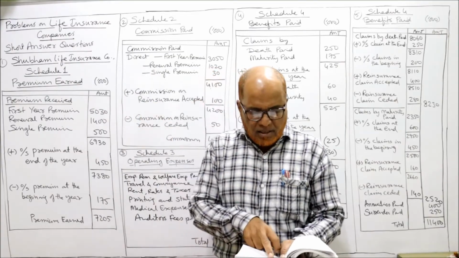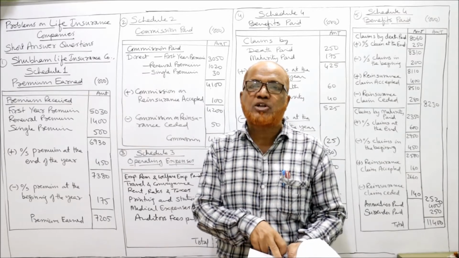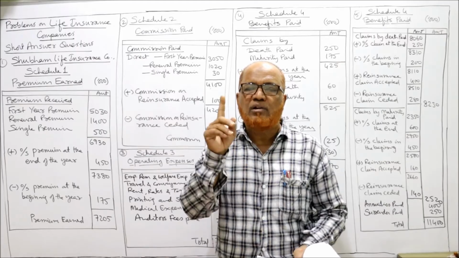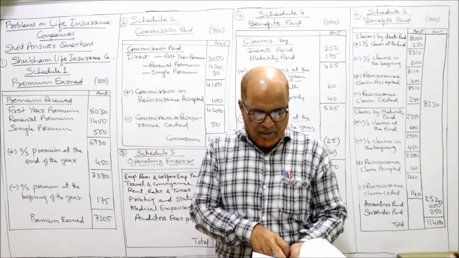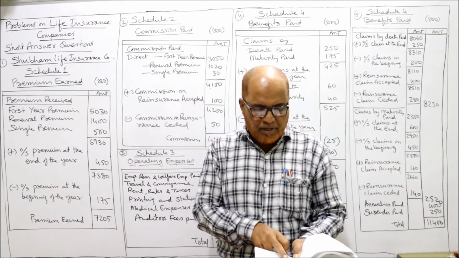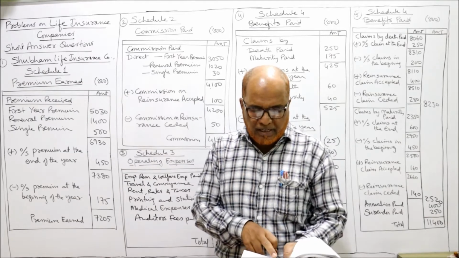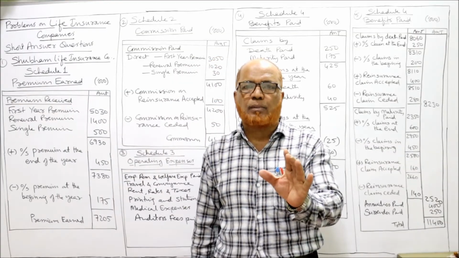So first, ascertain the premium income of Shubham Life Insurance Company Limited as per schedule 1. In this short problem, you are required to make only one schedule. Schedule number 1, premium earned. So here what is given in the problem? Premium received: first year premium, renewal premium, single premium, outstanding premium at the beginning of the year, outstanding premium at the end of the year. This is the information given in the problem.